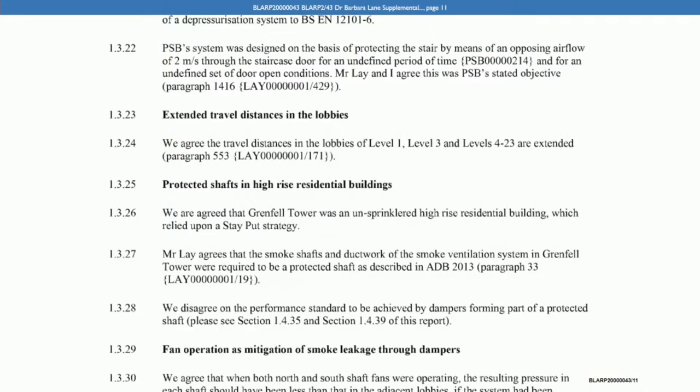And does it follow from this that the extent to which the dampers prevent excessive smoke leakage from the shafts into the lobbies is an important compliance and life safety matter? Yeah. Do you also agree that the leakage potential of the system's dampers is important because the damper leakage will reduce the effectiveness of the extract fan?